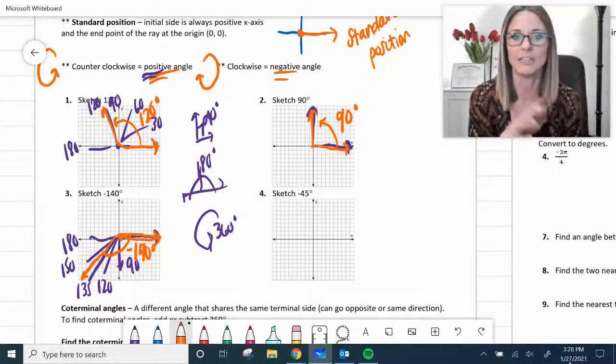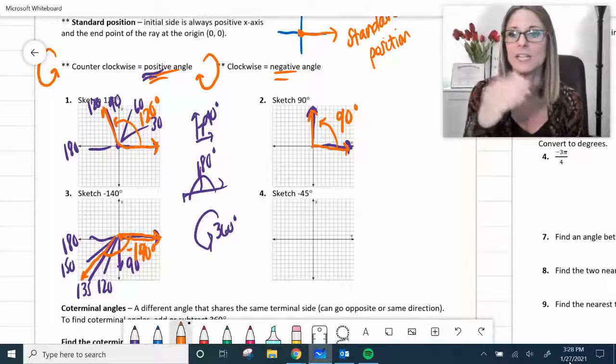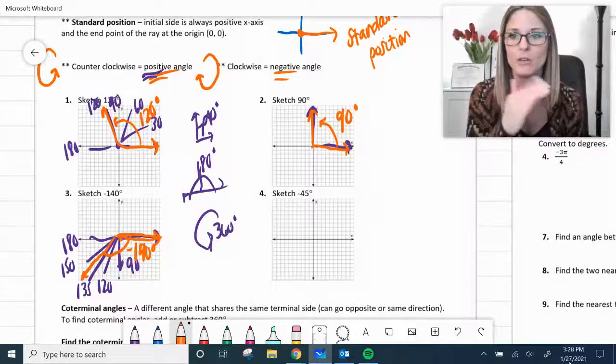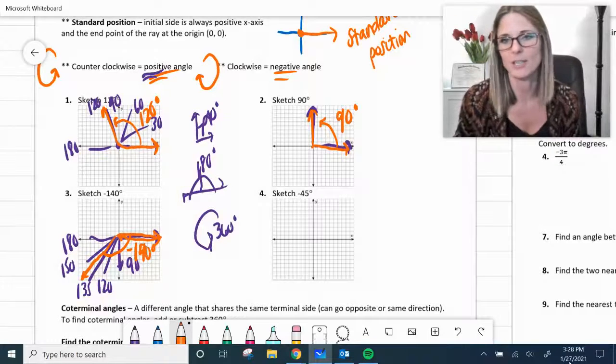On Delta Math, you're going to have an estimate and you rotate it, and it just has to be within 10 degrees too much or 10 degrees too little. You have some wiggle room there, and so you're just sketching.